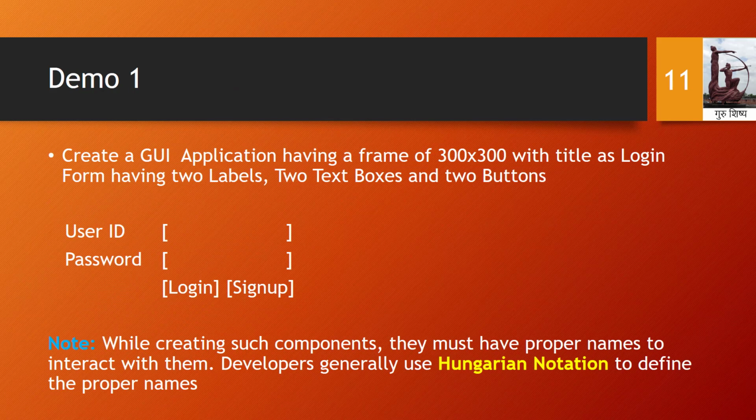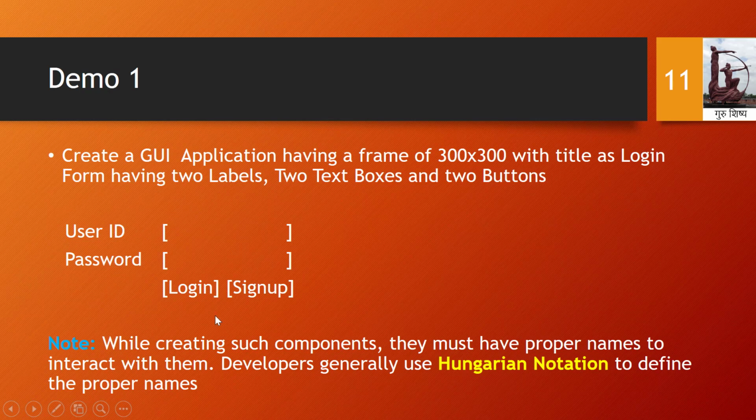Now take one demo. So here we are creating a GUI application. The demo here is: create a GUI application having a frame of 300 by 300 size with the title as login form, having 2 labels. These are the labels, and then 2 text boxes. These are the 2 text boxes, and 2 buttons. These are buttons. Here is a very important thing.